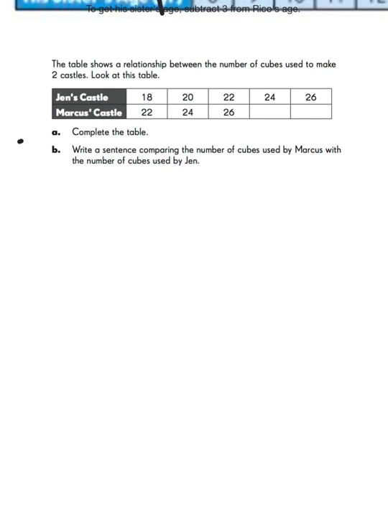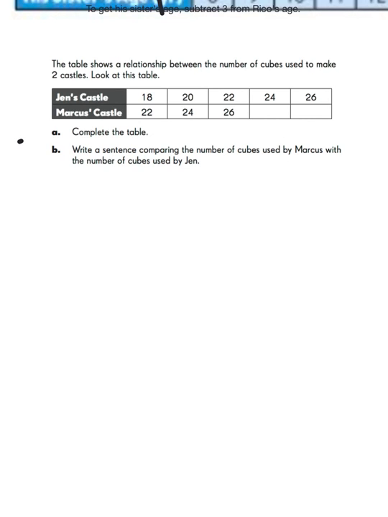What's our relationship between the first set of numbers, which is Jen's castle, and the second set of numbers, which is Marcus's castle? When we have 18 cubes in Jen's castle, Marcus's castle needs 22. Just by looking at that, I know that Marcus's castle needs 4 more cubes. Is that true in the second term? Look at your second term. When Jen uses 20 cubes, Marcus's castle uses 24. Is that true still, that he needs 4 more cubes?